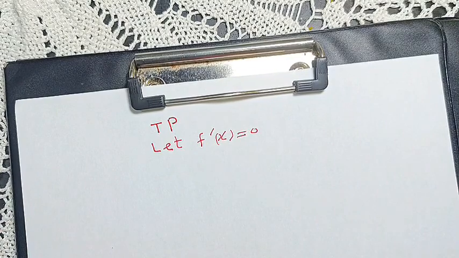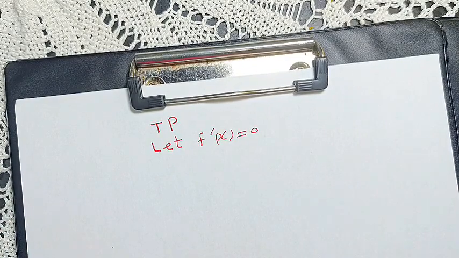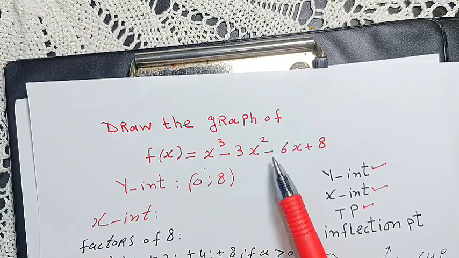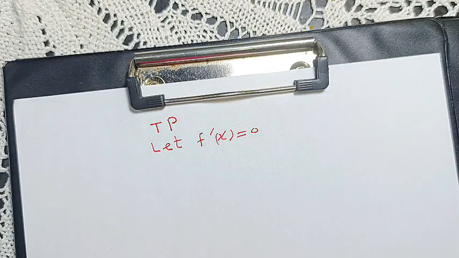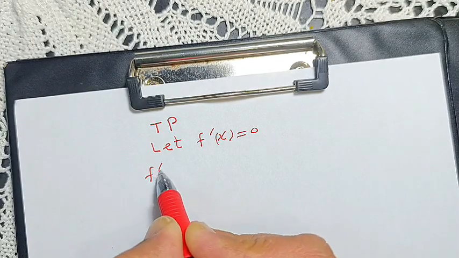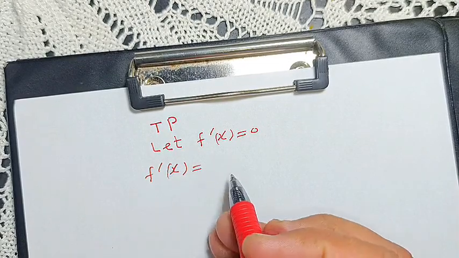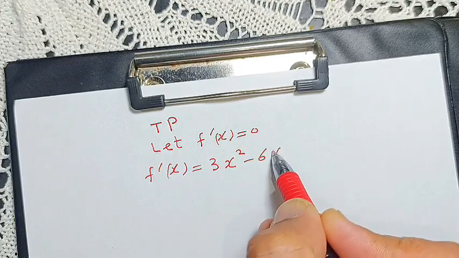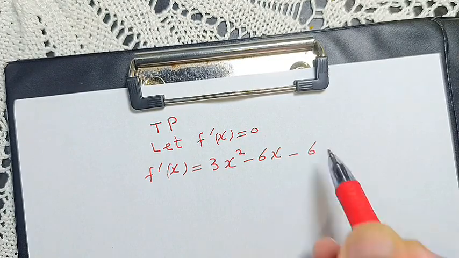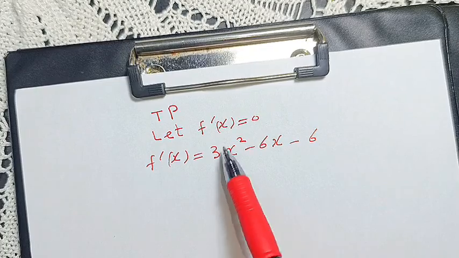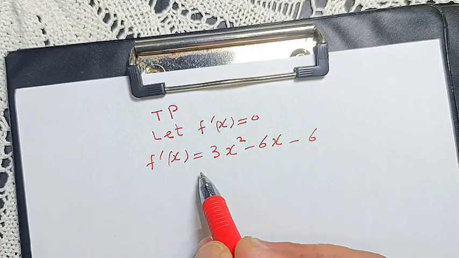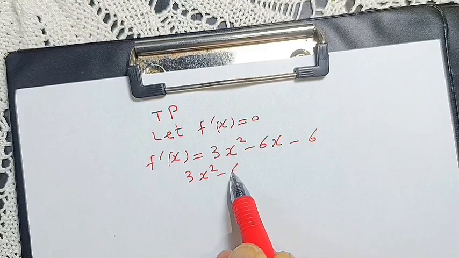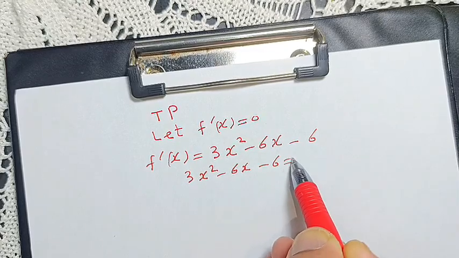So the f of x we have here, we need to find the first derivative of f of x. So it's going to be 3x squared minus 6x minus 6. So apply the first derivative. The first derivative of f of x is 3x squared minus 6x minus 6. Now the first derivative must be equal to 0. So 3x squared minus 6x minus 6 is equal to 0.